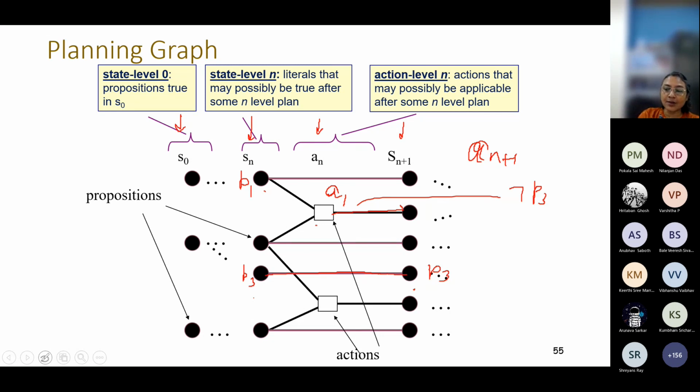Similarly, if you look at the propositions at one level and at the next level, the set of propositions increases or remains the same. If it remains the same, we say that the graph has leveled off, because subsequently there will be no more changes. Is this clear?